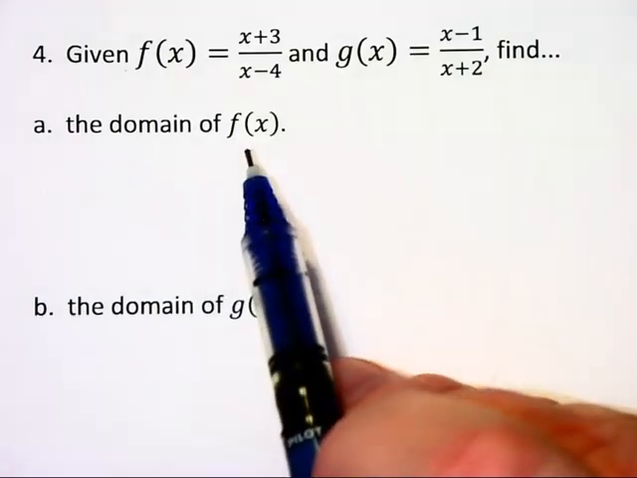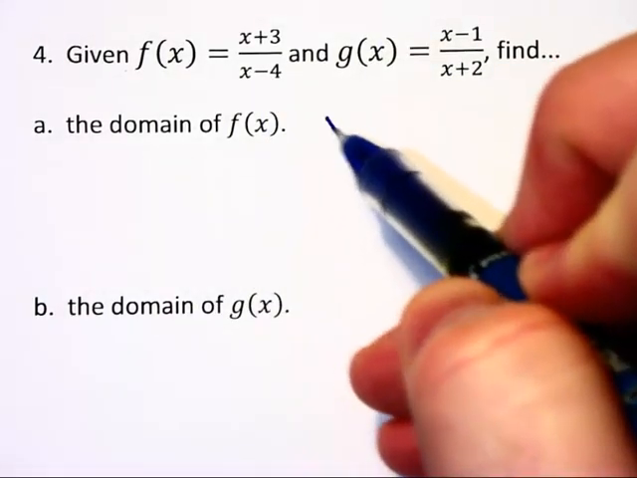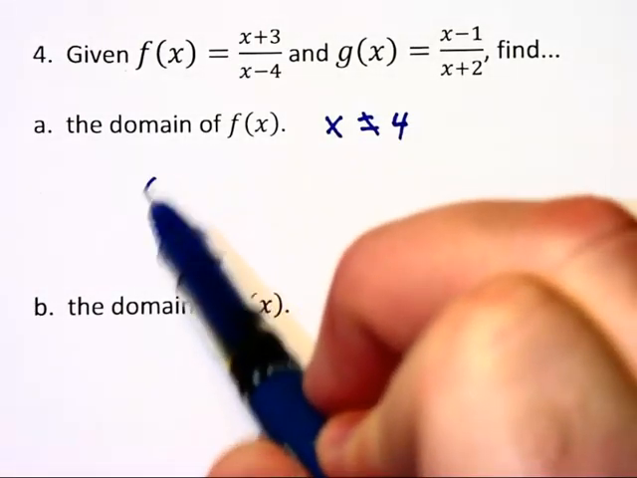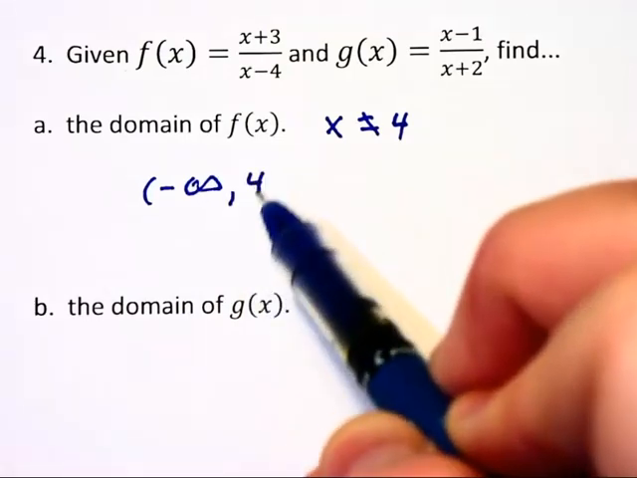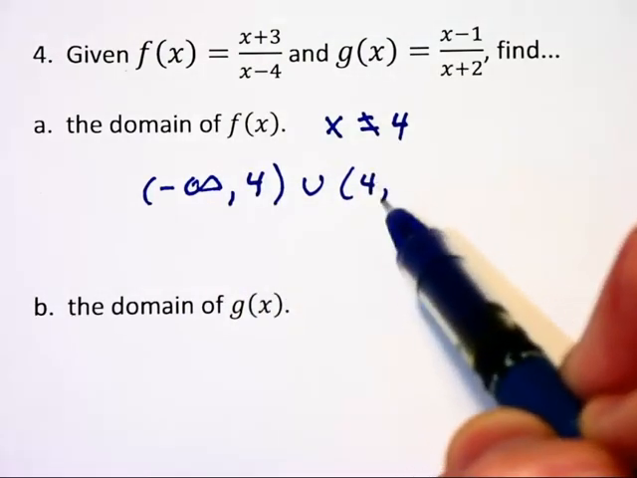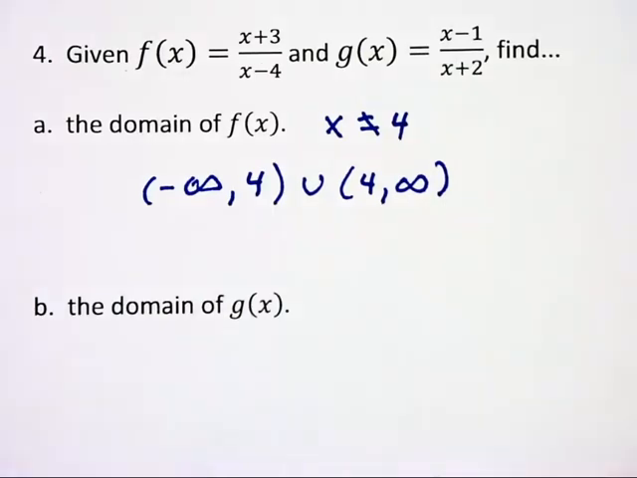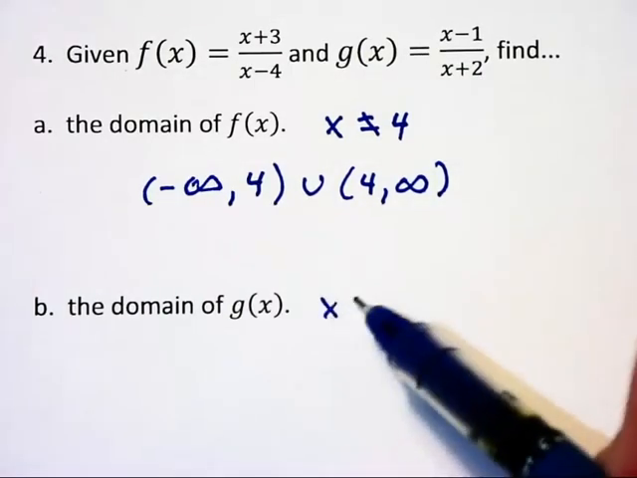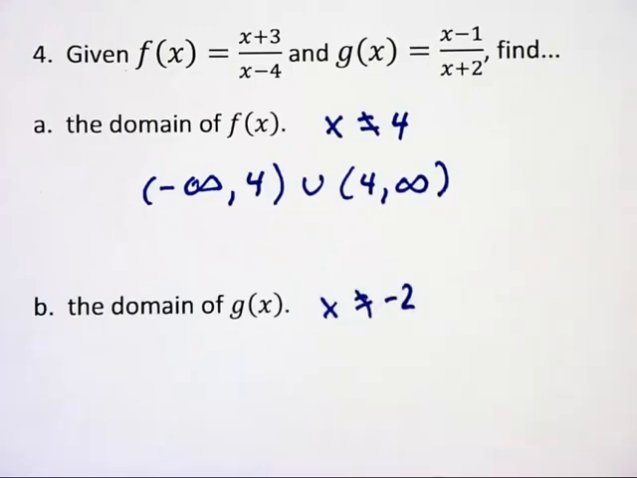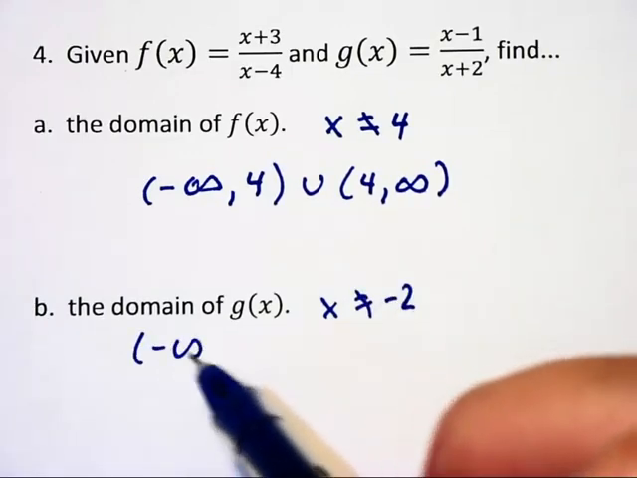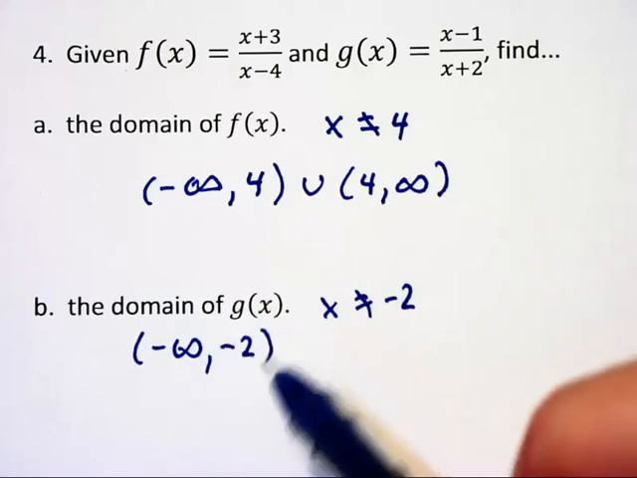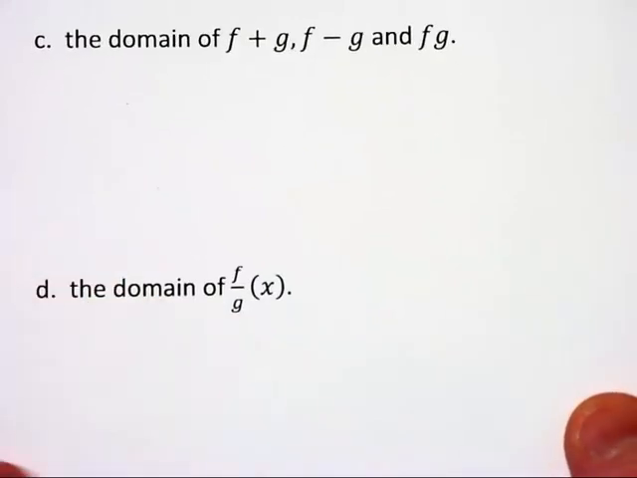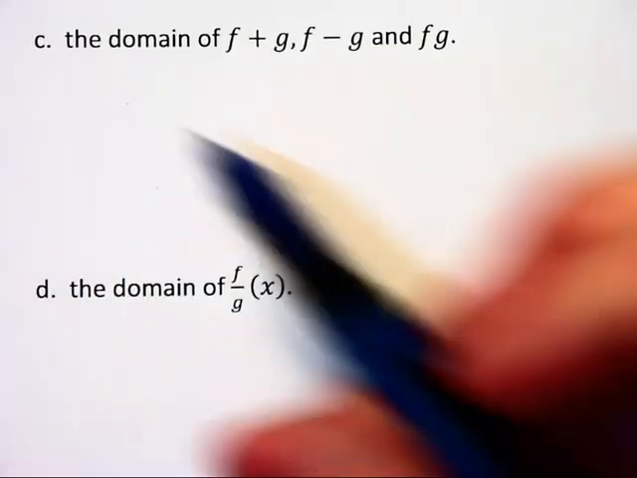Find the domain of f. Well, here we know that x cannot equal 4, which I will write in interval notation as negative infinity to 4 united with 4 to infinity. What about the domain of g? Well, x cannot equal negative 2 in this case, so the domain will be negative infinity to negative 2 union negative 2 to infinity. What is the domain of f plus g, f minus g, or f times g?